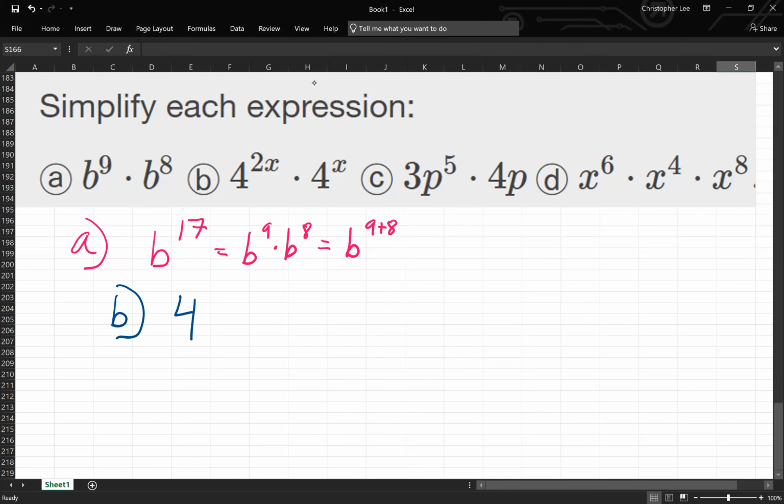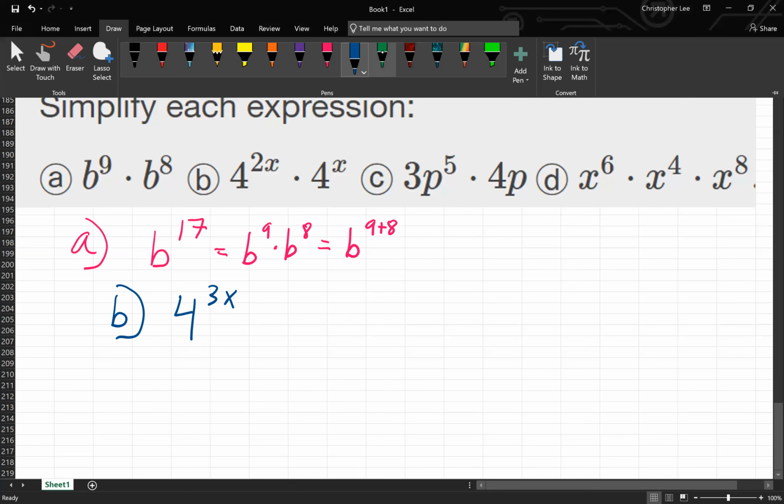How about B? So I hear 4 to the 3x. Good. Questions about it, or are we good? 16? That's the base. The 4 is the base.